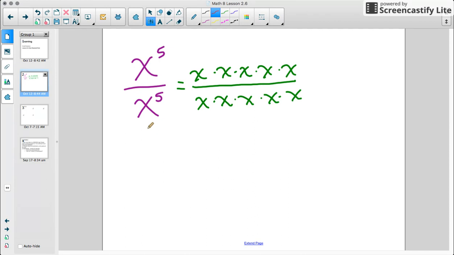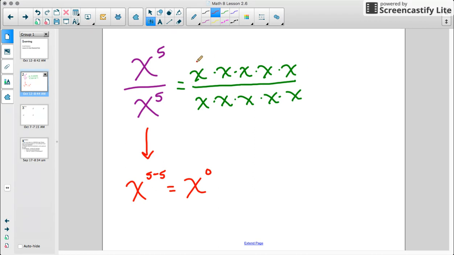If we were to go a little bit quicker and use the quotient rule, we would have x to the fifth divided by x to the fifth. So we would have x to the 5 minus 5, which is just x to the 0. Okay, and watch what happens with this rule. x to the 0 is the same thing as this.